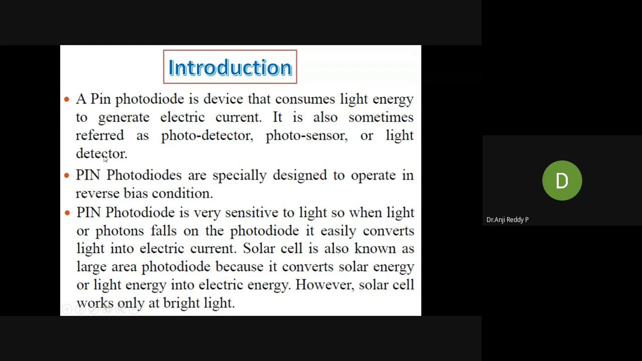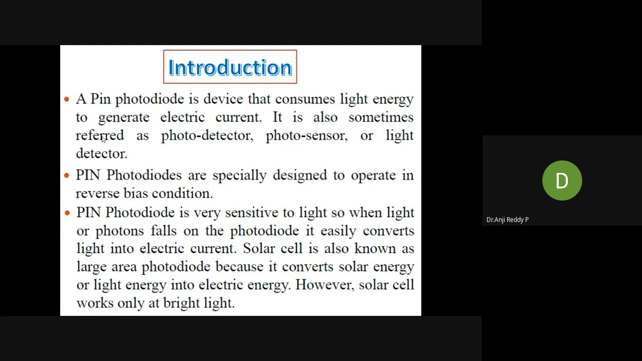Okay, you can check once again. PIN photodiode means a device that consumes light energy to generate electric current. That means it also converts light energy to electric energy. Based on application, it is sometimes referred to as a photodetector, photosensor, or light detector, that means detecting the light or sensing the light. These PIN photodiodes are specially designed to operate in reverse bias condition. Particularly, these operate in reverse bias condition.